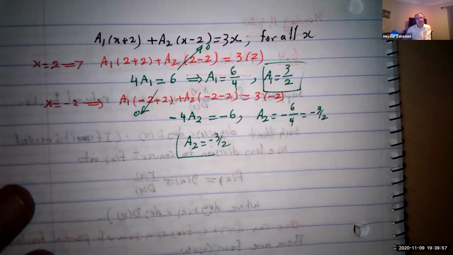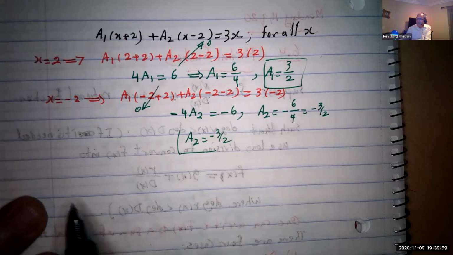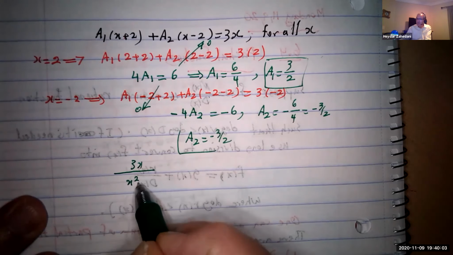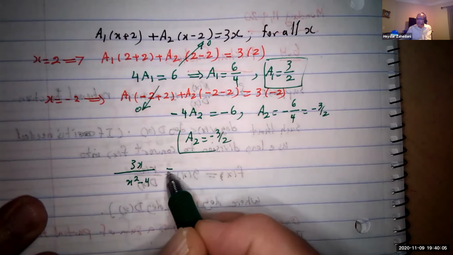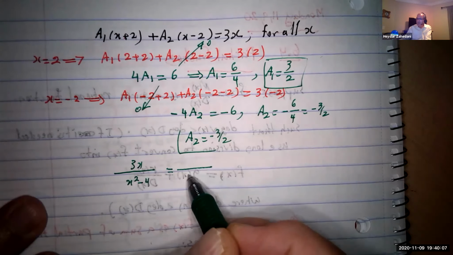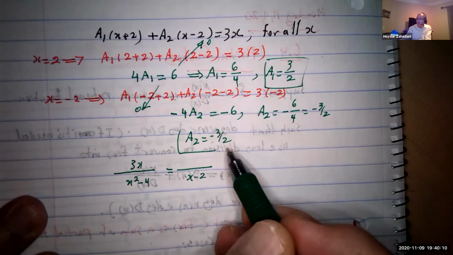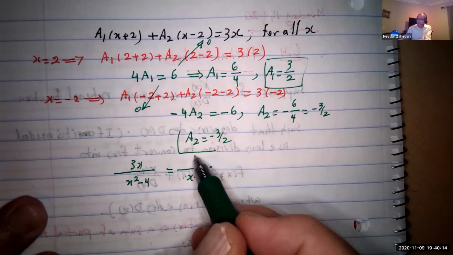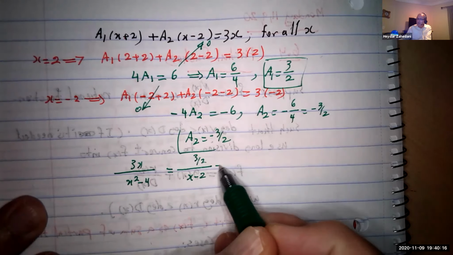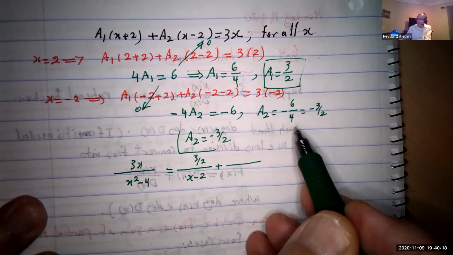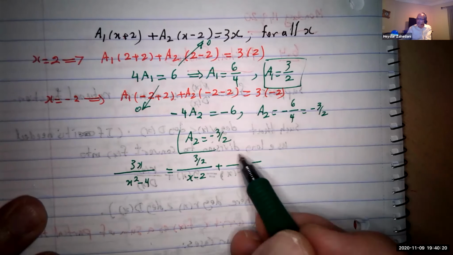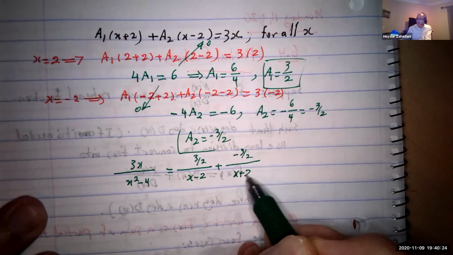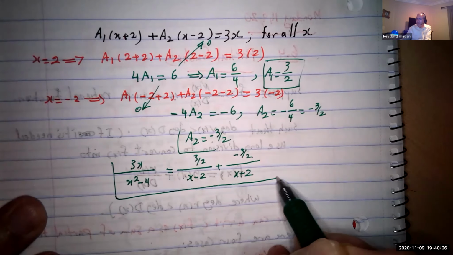You go back, you have to give us the decomposition. So you start with 3x over x squared minus 4. Now we can break it into, you see, that was a1 over x minus 2, where a1 is 3/2, plus the other one, a2, negative 3/2 over x plus 2. And you are done.